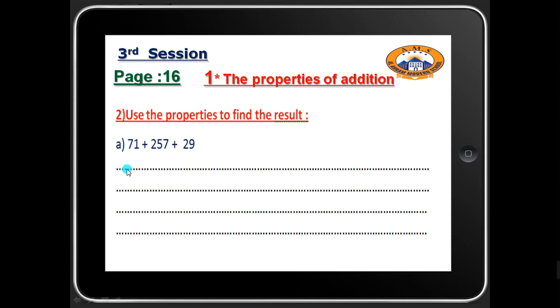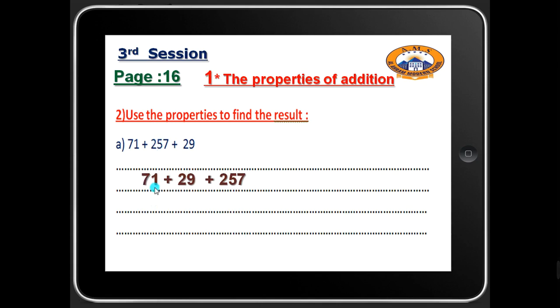So you will say, Miss, this one here, if I add it to 9, the answer is going to be 10. So my dear students, let's change the places. Let's change the order of this operation. So here I will write 71 plus 29.